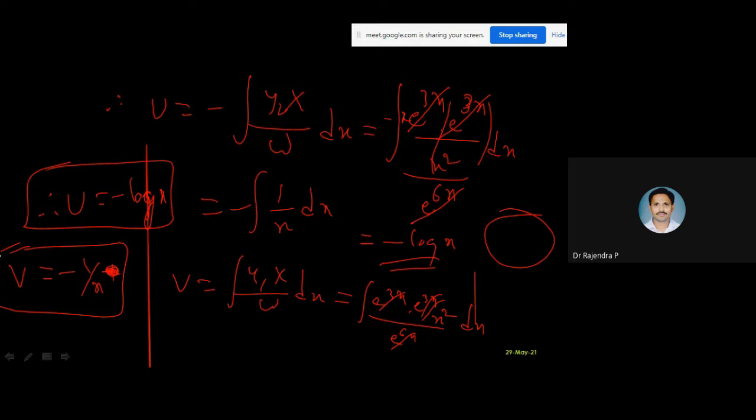Okay, so don't consider your constants. Clear? Don't consider things like plus c and all. That will make a lot of confusion. Just find u and v, substitute back. That's enough. Yes. What is your particular integral?